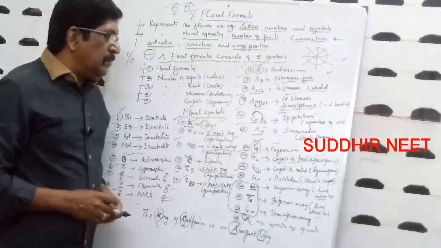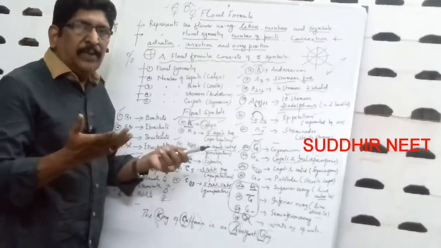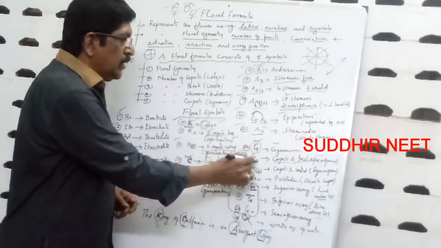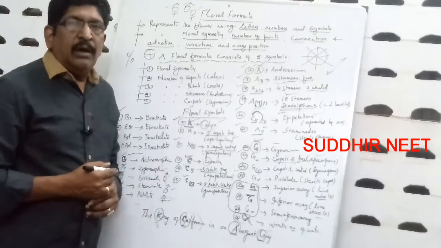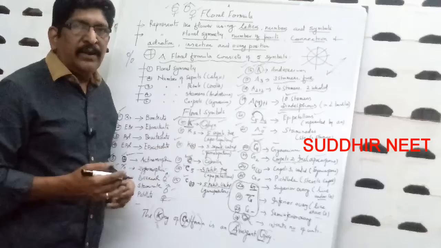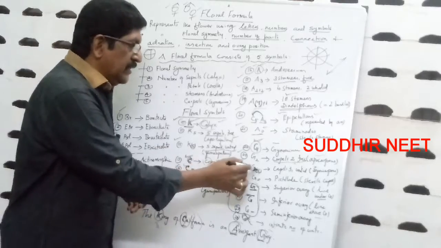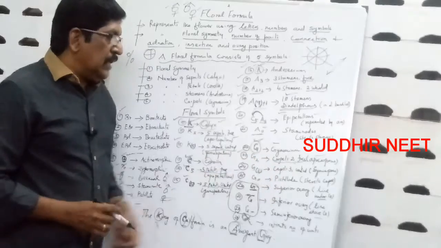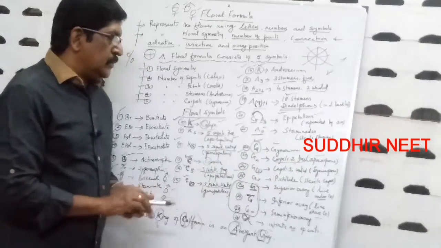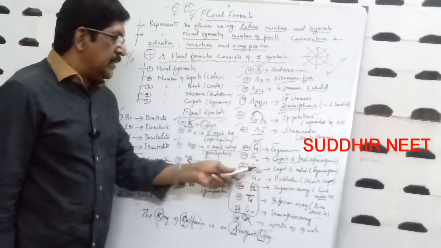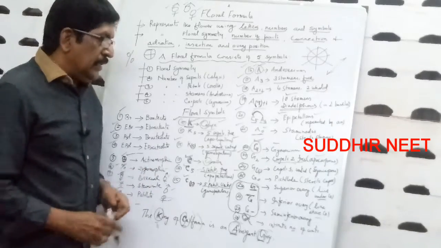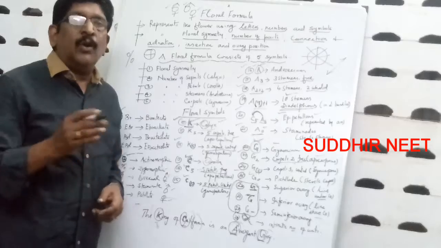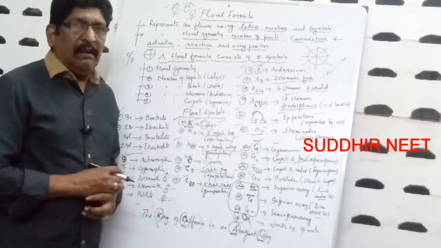Then gynoecium, symbol G. If the carpel number is 2 and they are free, apocarpous, the symbol will be G2. No bracket, that means the carpels are free. G3 within bracket, that means 3 carpels united, syncarpous. So 3 carpels united, syncarpous condition. G0, no pistil, no carpels, pistillode, sterile female.